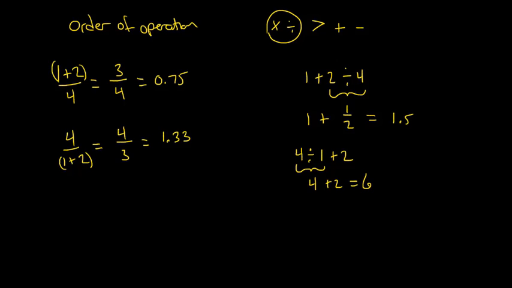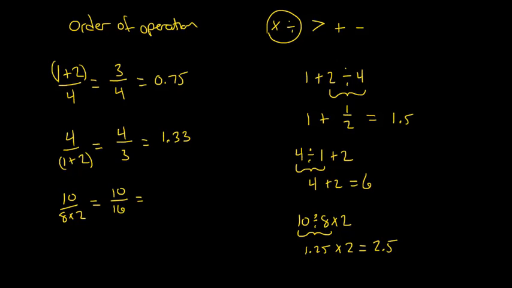Let's see another example. If we have 10 divided by 8 times 2, okay? The incorrect way of doing this would be 10 divided by 8 times 2. So in this case, we would do 10 divided by 8 first, which is 1.25, and then your calculator would take 1.25 times 2, which gives us 2.5. This is not the correct approach. Instead, what we should do is take 10 divided by 8 times 2, which is 16. So ultimately, this gives us a correct answer of 0.625.